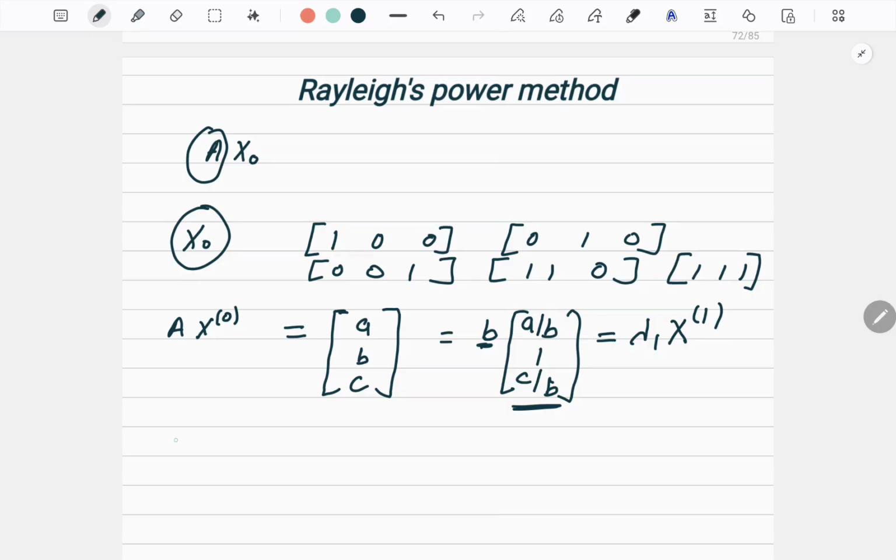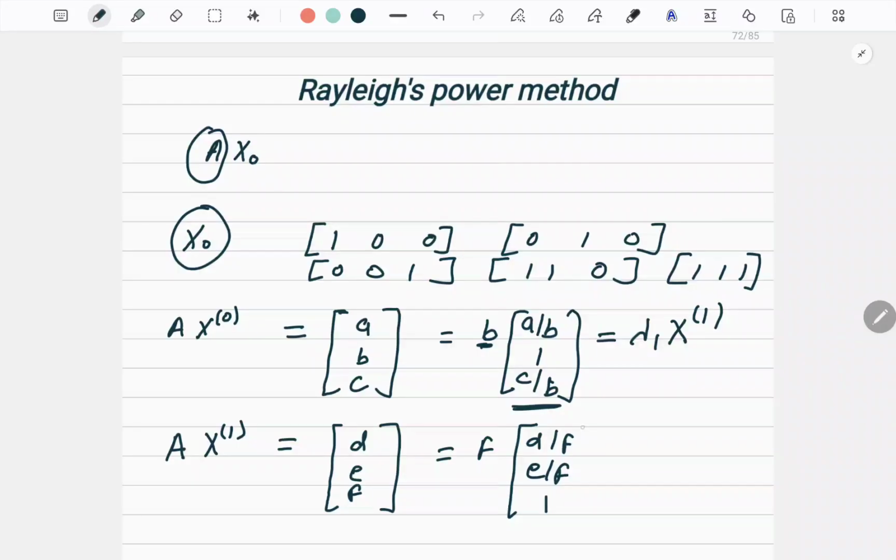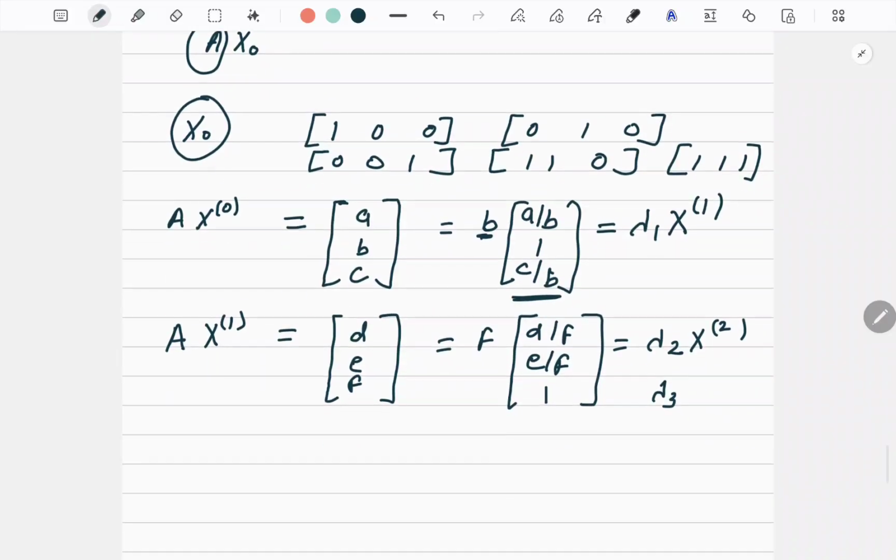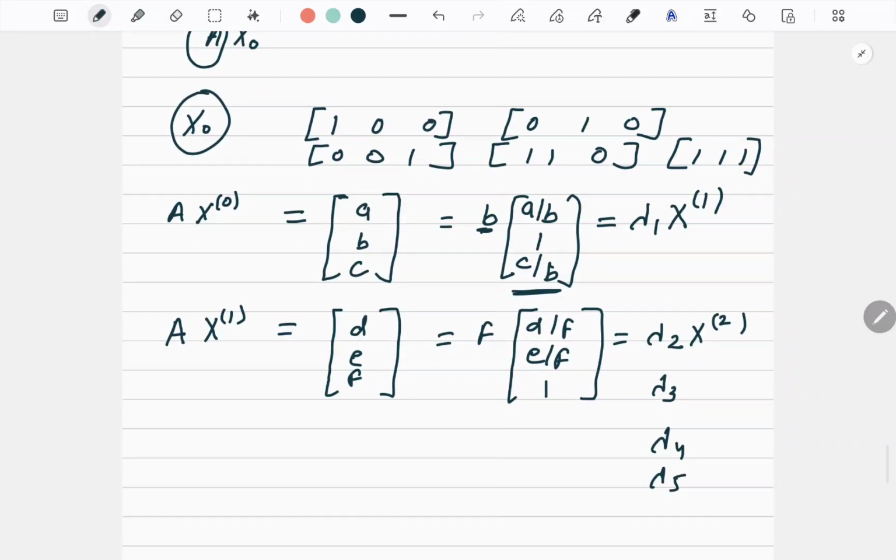Now the second iteration, how will I do it? I'll take A and this x1. When I multiply, again I will get one column matrix, suppose D, E, F. Suppose F is the largest, so I will take out F common. What is left? D by F, E by F and 1. So this F will become my lambda 2 and this is my new eigenvector. I will keep on doing this process, lambda 3, lambda 4, lambda 5. If lambda 4 and lambda 5 are the same, then I will stop.